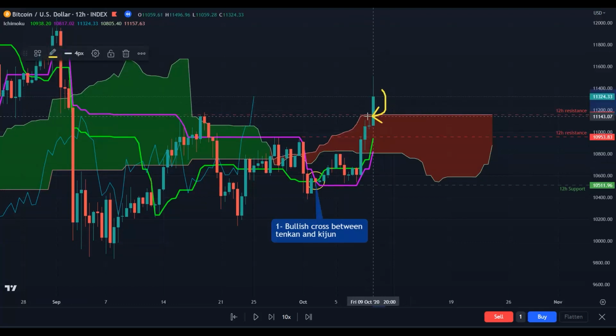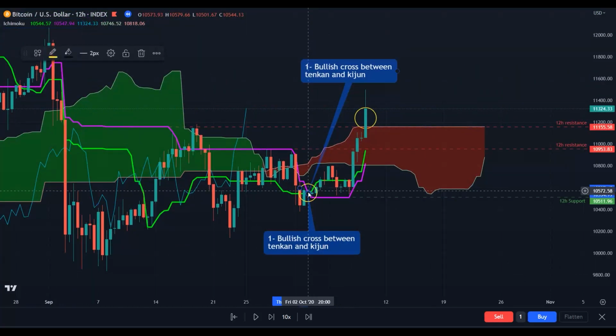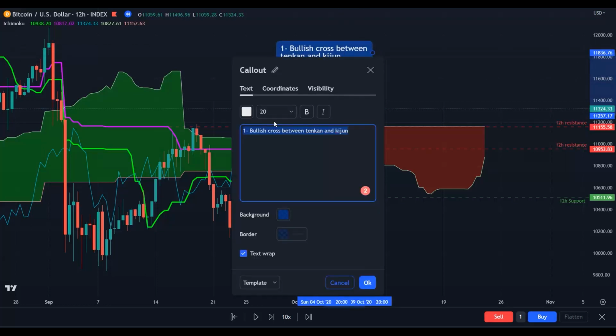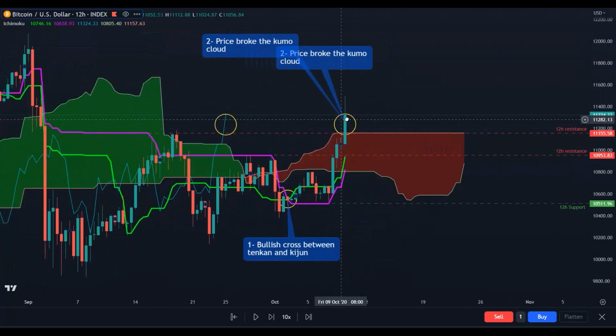We broke Senkou span B with a pretty sharp and strong candle to the upside, and this is my second bullish sign here. At this candle, this is the second sign for me. Price broke the Kumo cloud, which is a bullish sign for me. And look, at the same time the Chikou span also broke the Kumo cloud to the upside.